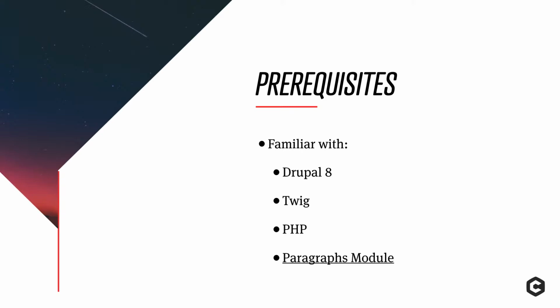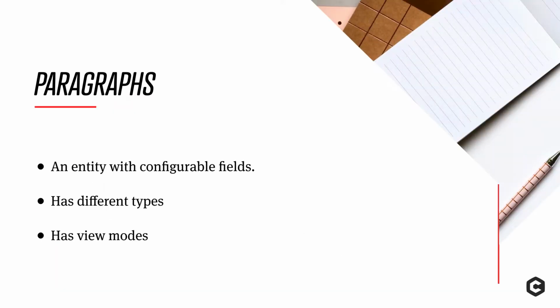So let's do a really quick overview of what the paragraphs module is. Essentially, when you install it, you are given this entity with configurable fields. They're configurable just like nodes. You can create fields on them. They have different types, so you can have multiple different types of paragraphs, just like you can have multiple different types of nodes. And they all have specific view modes that you can create to customize your layout. Now, with preprocessing, we're going to be talking about a full customization, and we're not going to be using view modes at all.